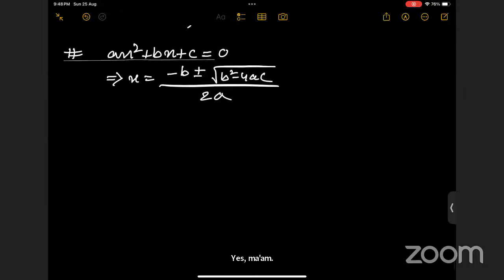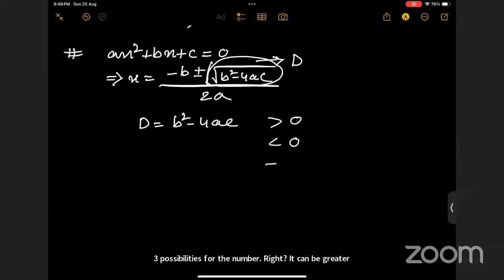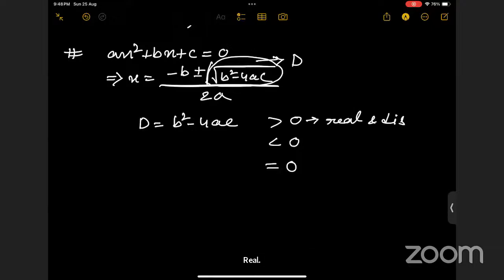This term we call the discriminant and we denote it as D, right? D equals b square minus 4ac. There are three possibilities for the number: it can be greater than 0, less than 0, or equal to 0, right? If it is greater than 0, then we have real and distinct roots. If it is less than 0, then we have complex roots, right? And if it is equal to 0, then we have repeated, equal roots.